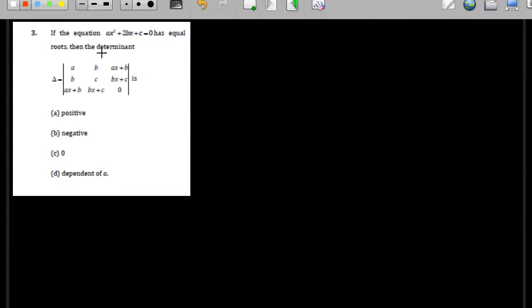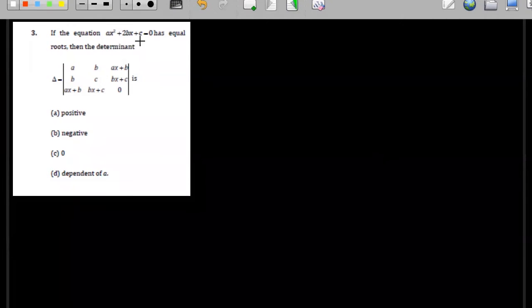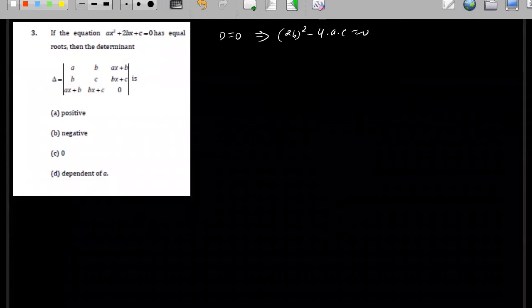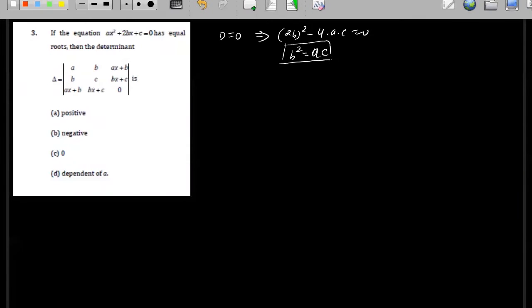So they've given this equation: ax square plus 2bx plus c. So the first thing is, if the equation has equal roots, that means the D value should be equal to 0. If D is equal to 0, we'll have (2b) whole square minus 4 into a into c equal to 0. So that means we will have b square equals a into c. b square will be equal to ac, right? First equation we are getting from this.